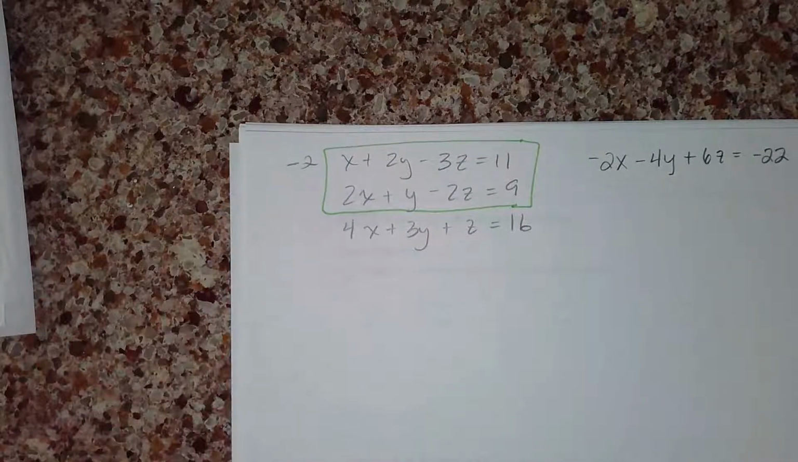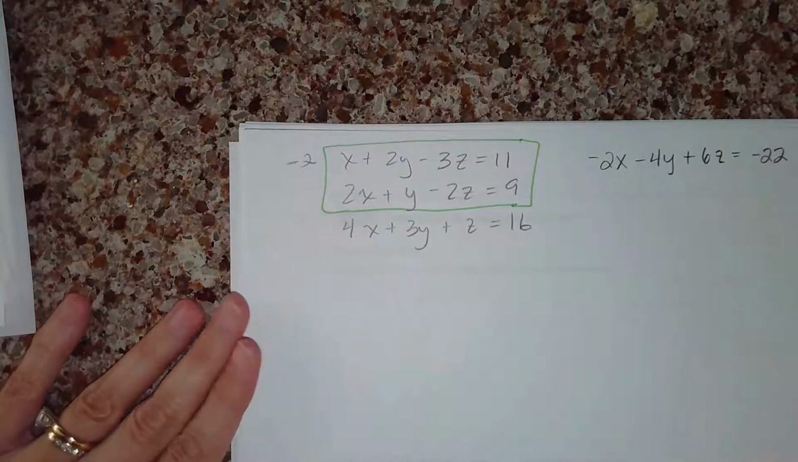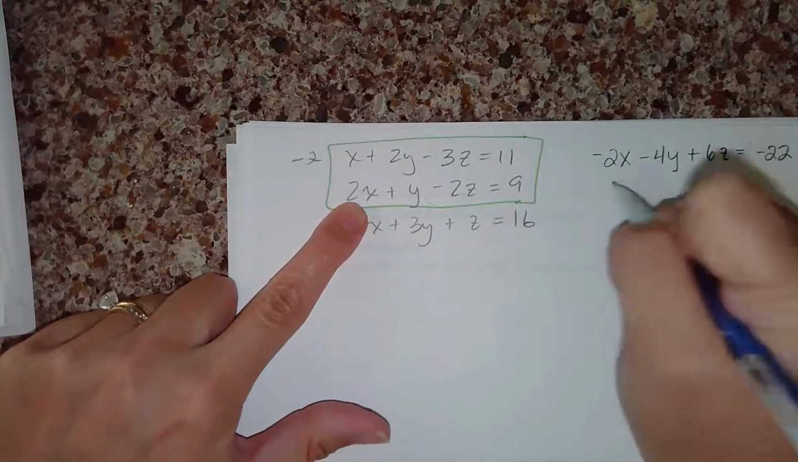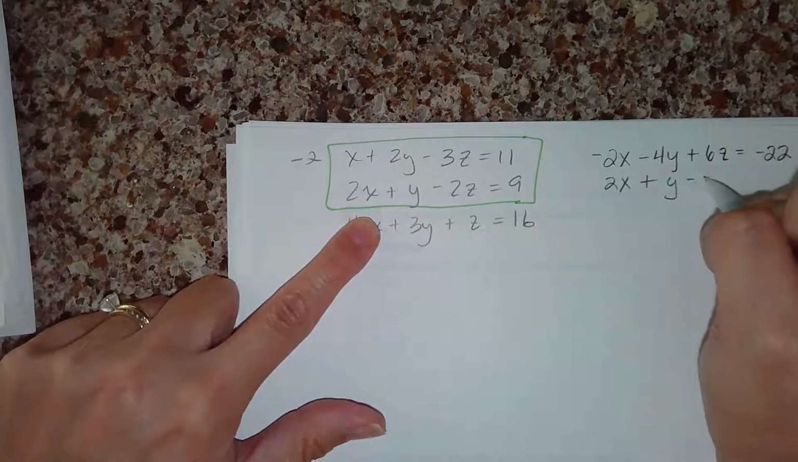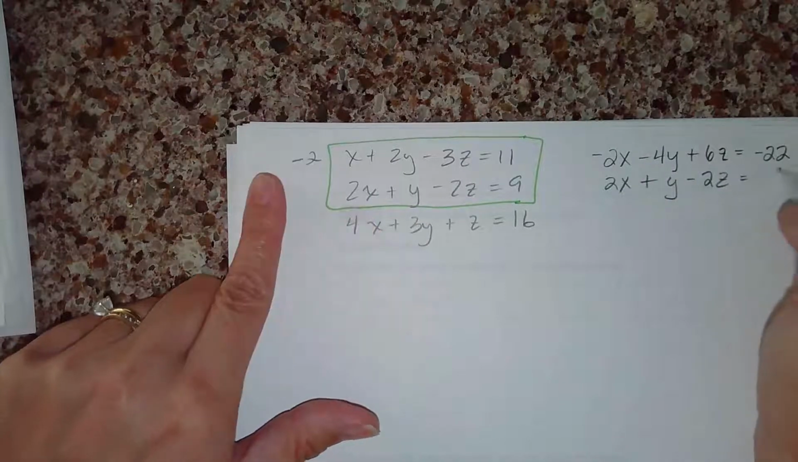Be careful here because if you mess up on a multiplication or a sign, it throws everything off. And then the second equation, I don't need to do anything to it because it allows me to cancel out my x's. So I'm just going to rewrite it over here.